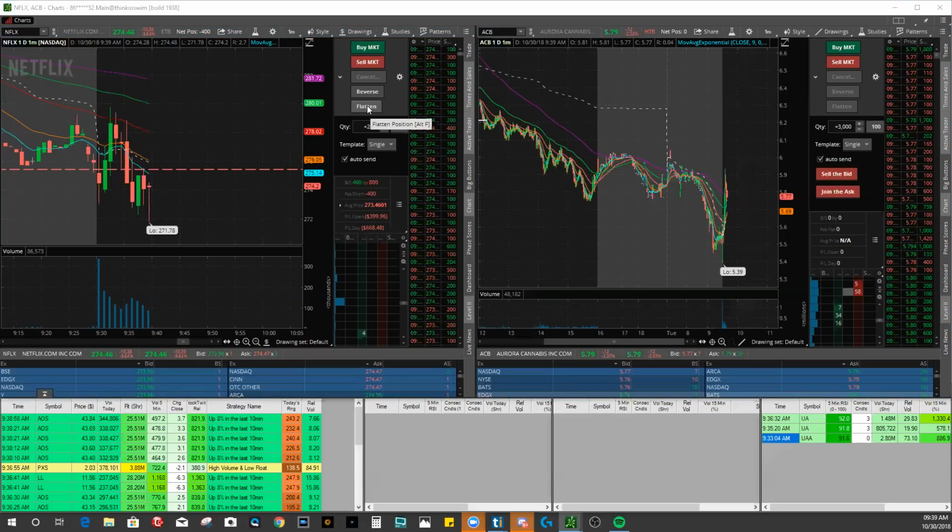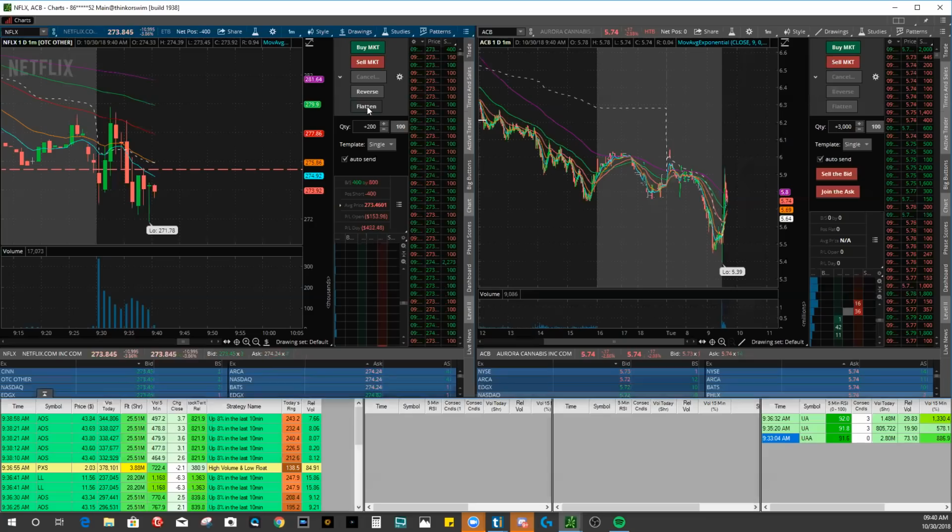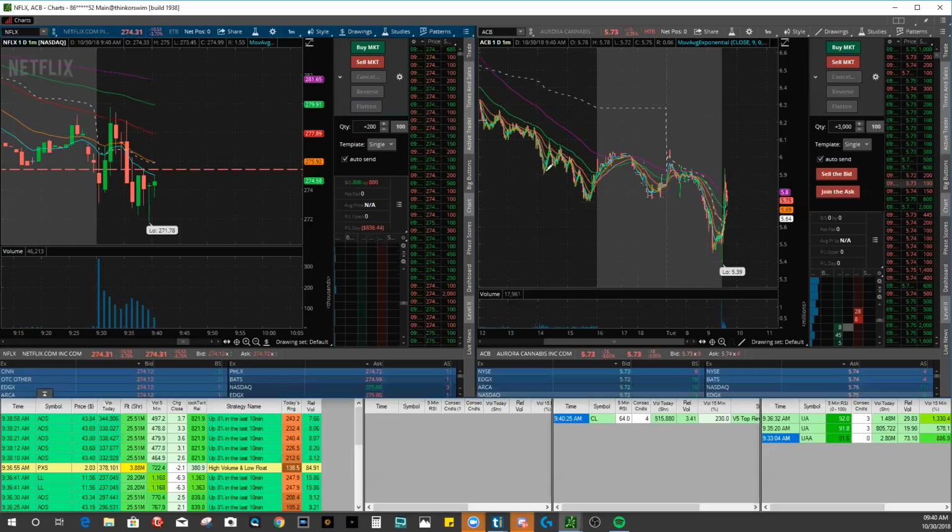So might get ready to take Netflix off here. Not liking the way this candle got bought right back up. Still trying to hold it here. All right, so I'm all out of Netflix for another loss here. So down about $800 on the day.